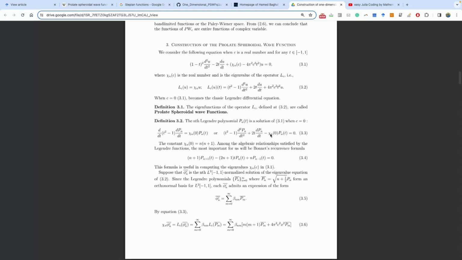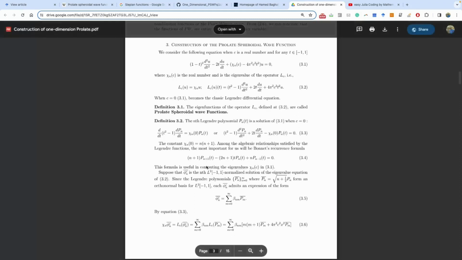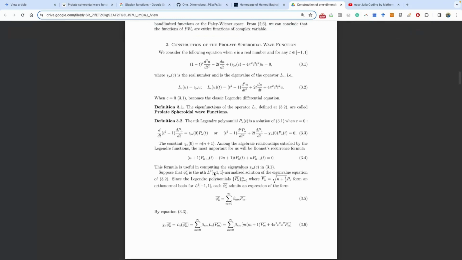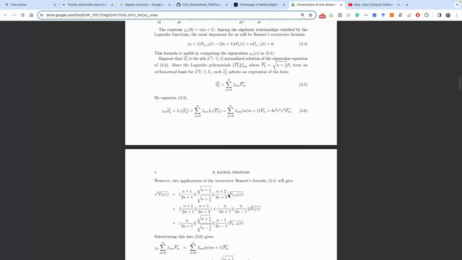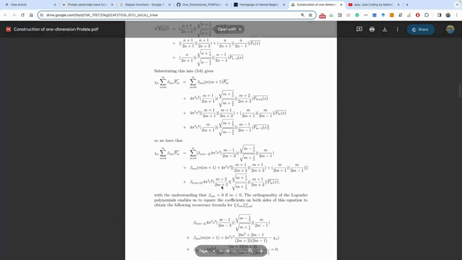To be able to compute the eigenfunctions of this operator, knowing that the Legendre polynomials are a basis in L2 space, we can write the Prolate functions as linear combinations of the Legendre polynomials. Now, our mission is to compute the coefficients. Once we have these coefficients, we will multiply them by the Legendre polynomials and sum them up to compute the Prolate functions. You can study these details here.